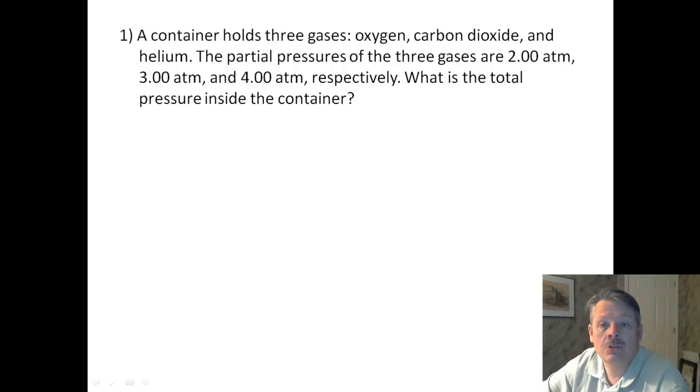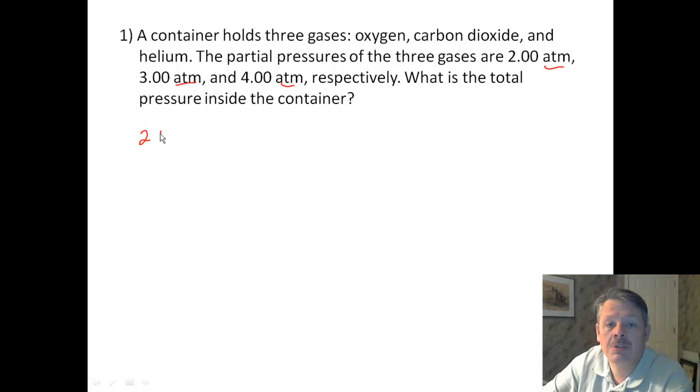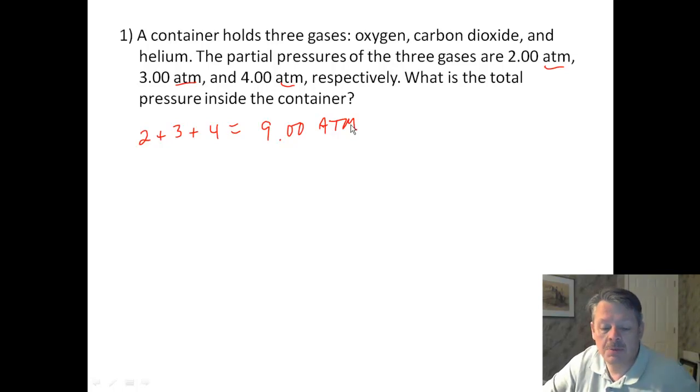Alright, a container holds three gases: oxygen, carbon dioxide, and helium. The partial pressures are 2, 3, and 4 atmospheres respectively. What's the total pressure? Well, this one's really easy. The fact that they're all in atmospheres is really nice. I didn't make you do any conversions, right? But the concept is this is simply 2 plus 3 plus 4, which is equal to 9 atmospheres. All right? So all you're doing is looking at all of the pieces and adding them together. So that part's really easy.